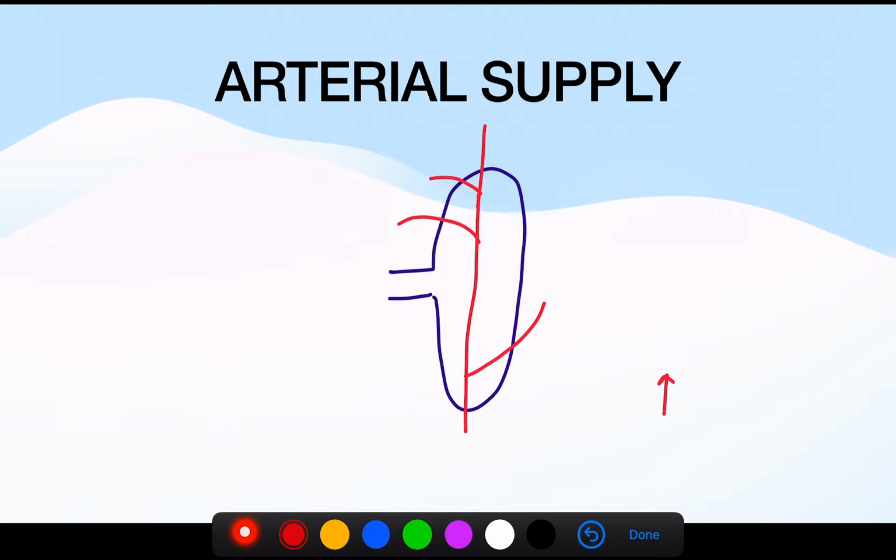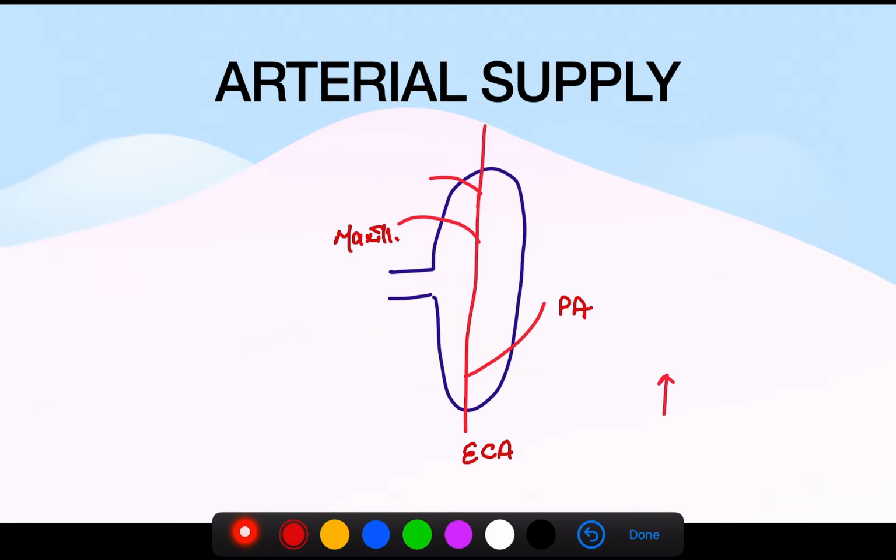Moving forward to the arterial supply. The arterial supply will go upward, that is from the external carotid artery and then posterior auricular artery. It will move upwards to the maxillary artery, transverse facial artery, and the terminal branch, superficial temporal artery.